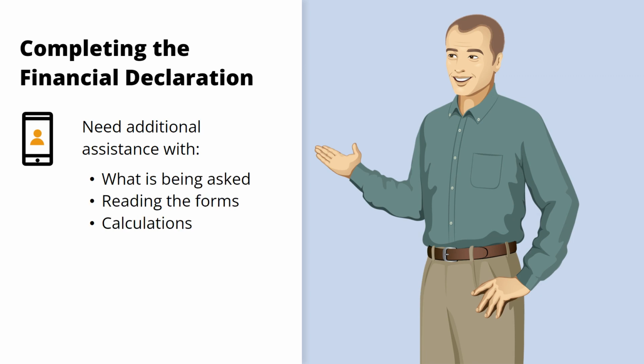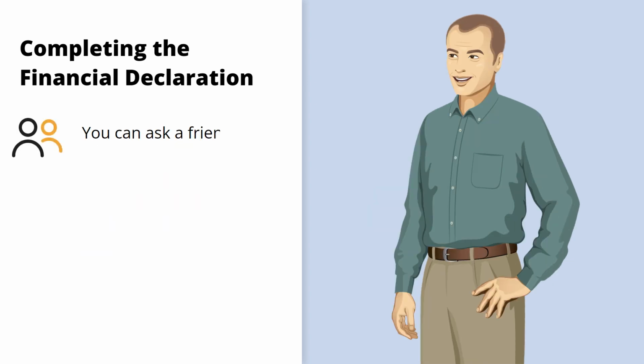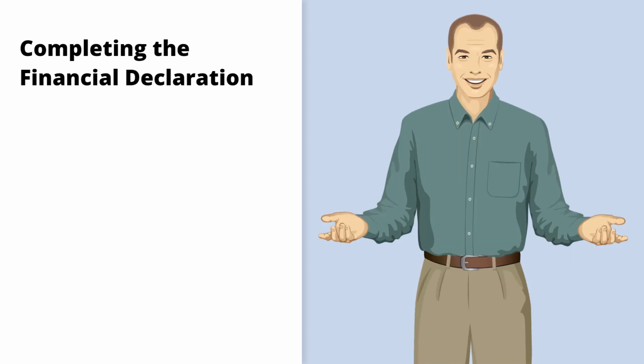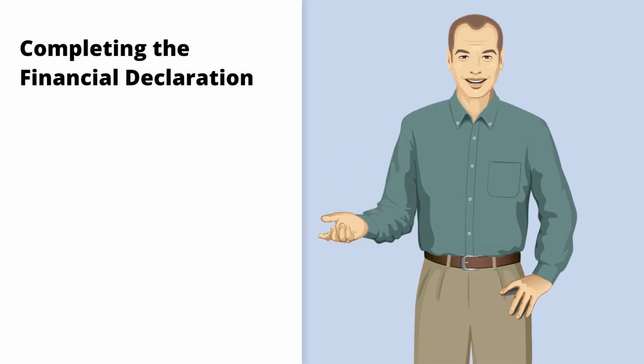calculations, remember, you can call your Support Enforcement Officer, SEO, for assistance at 1-800-442-KIDS, which is 1-800-442-5437. You will need your case number or social security number when you call. You may also want to ask a friend, professional, or family member for assistance. Above all, know that while you should do your best to provide accurate information, you can also fill in "I don't know" and provide estimates.